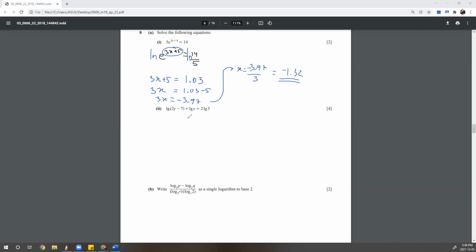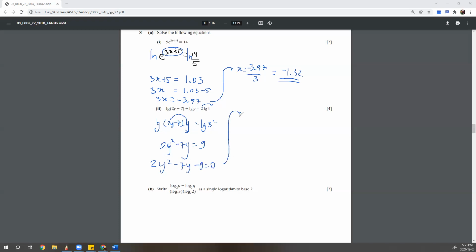Okay, and how about this? You have to think of the pattern of logarithm. If you add the log, you will multiply the number. So lg 2y plus lg (2y minus 7) times y equals, you put the 2 to the right side, becomes power 3 square. So if you multiply, this is y, not 9, sorry. So 2y square minus 7y equals 9. And then 2y square minus 7y minus 9 equals 0.